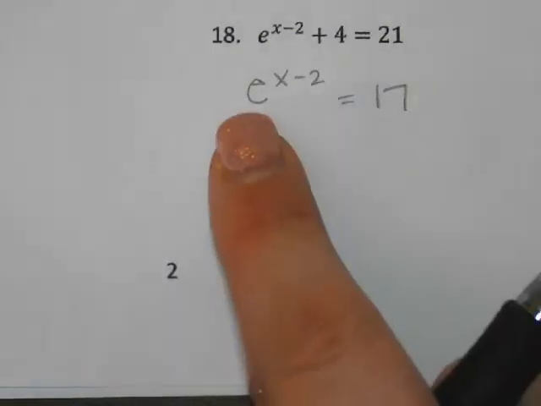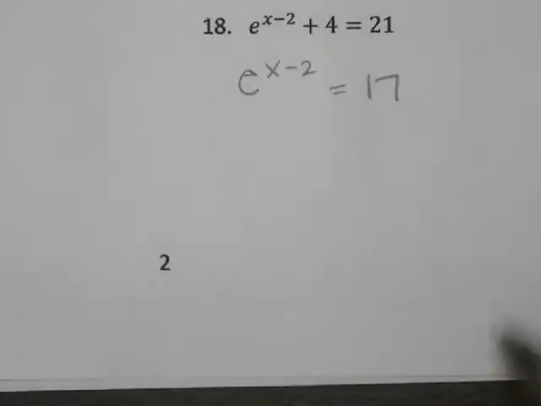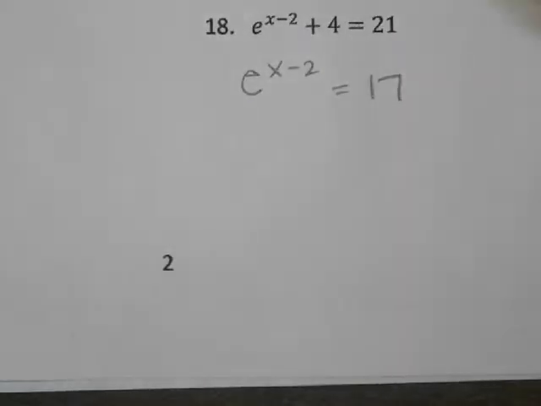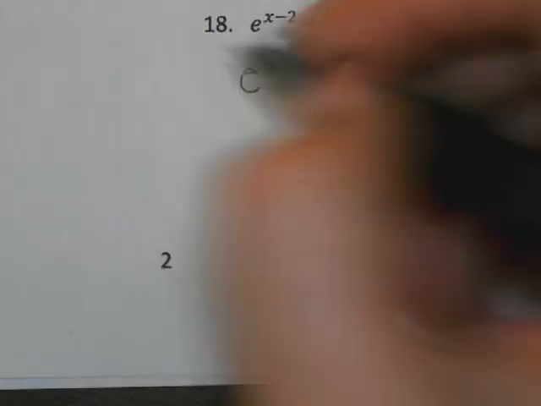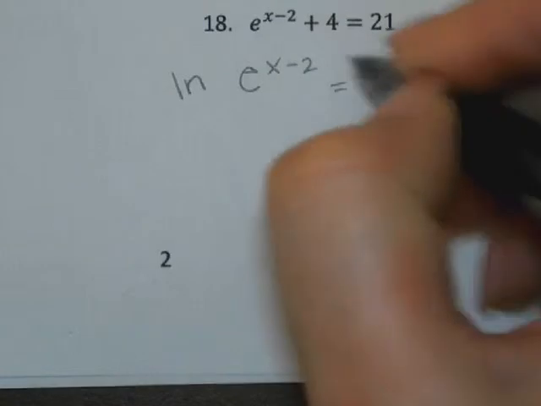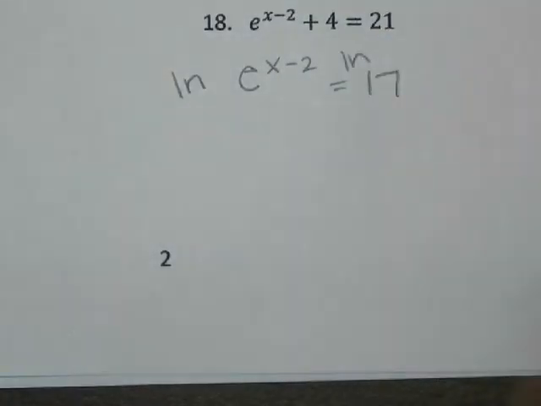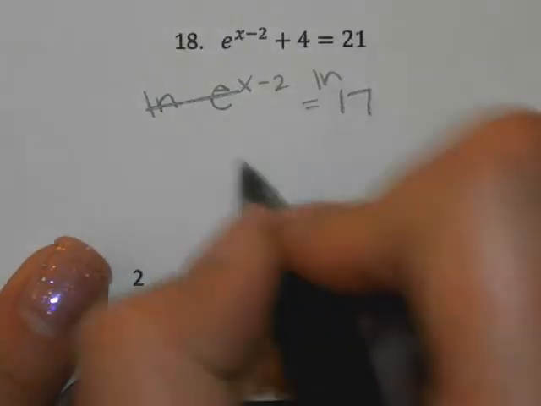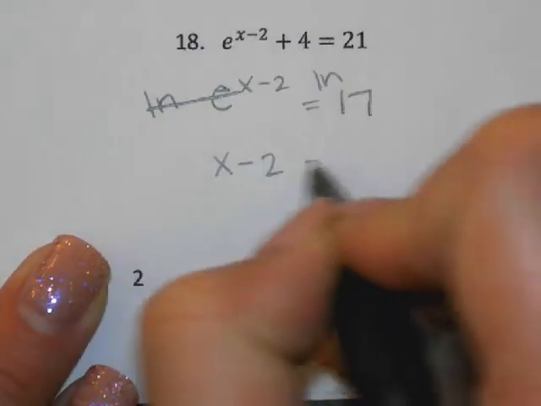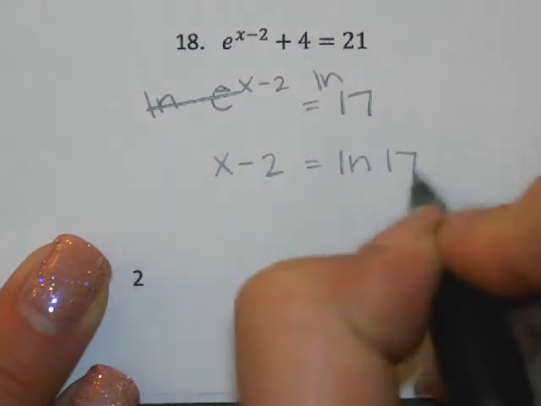So do you guys want to Tootsie Roll or do you want to log both sides? Log? Tootsie Roll? Either one? So if we log both sides, what type of log do we do to get rid of a base E? ln, so we can ln each side. ln and E are inverse operations, so they cancel each other out. And that gives me x minus 2 equals ln of 17.